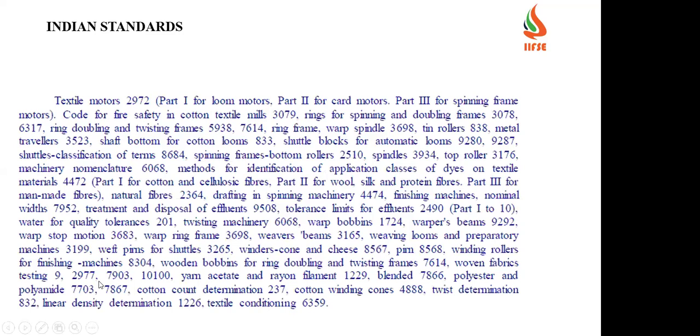If you see the Indian standards, there are a bunch of Indian standards available for reference with respect to the kind of motors they use, and also the code of safety in cotton textile mills 3079, and for doubling and twisting frames and the wrapping spindle machines, etc. This is for your reference slide. Whoever wants to go beyond this and deep dive into the textile industry can refer to these Indian standards.